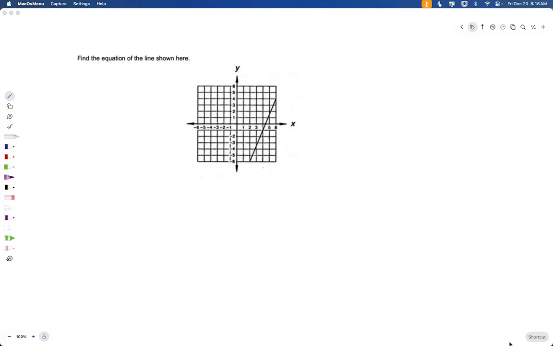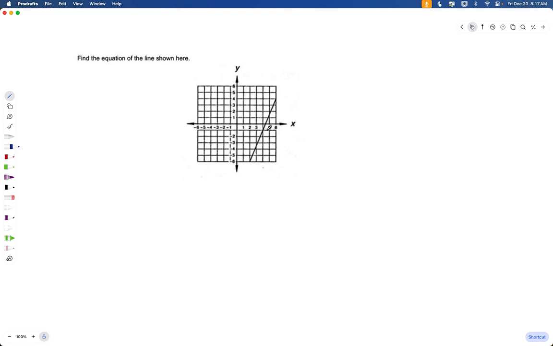All right, so here's the first problem that was sent. We're going to find the equation of the line shown here. So we're going to look at the line and see if we can find some points to figure out the slope and to figure out where it crosses the y-axis.